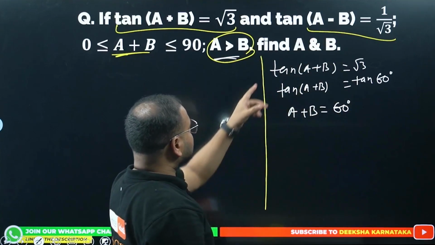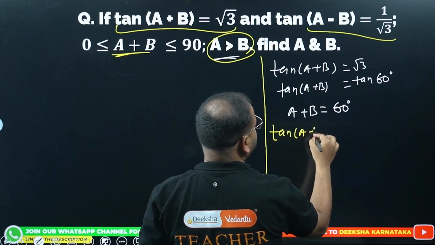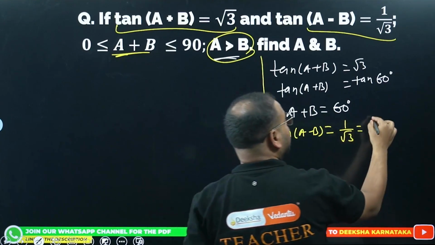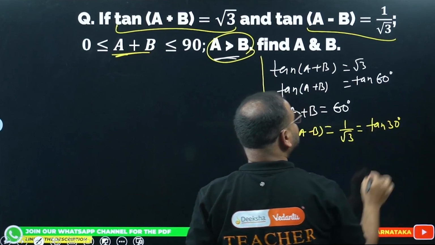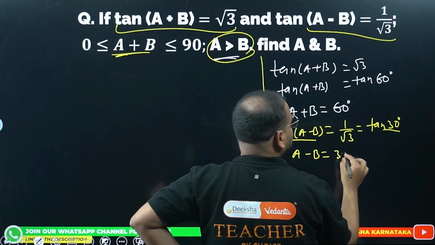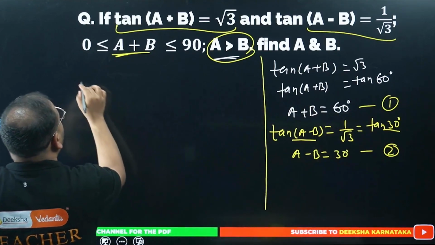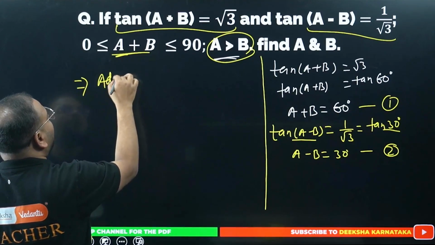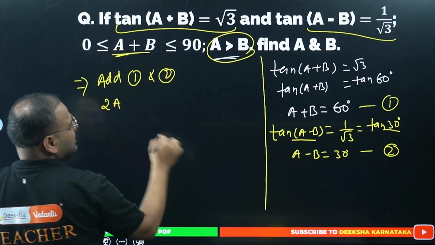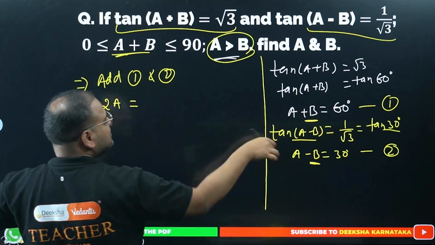Okay, let's use the second one. What's the second one? Tan of a minus b should be equal to 1 by root 3. We all know by now, 1 by root 3 will happen only when tan is 30 degrees, sir. Compare this and this. Sir, a minus b is 30 degrees. This is my equation 1, sir. This is my equation 2, sir. Add equation 1 and 2. Simple question. Let's rush. Come on, add 1 and 2. What we get? Sir, 2a. Why 2a, sir? Because plus b and minus b will cancel each other. So 2a equals 60 plus 30, sir. Why is it 60 plus 30?